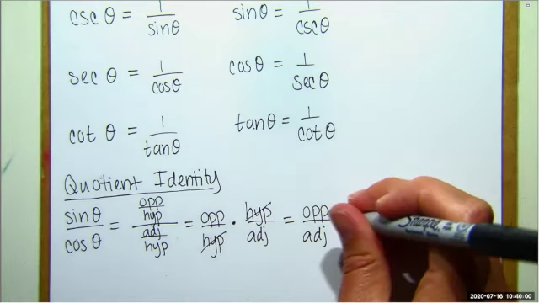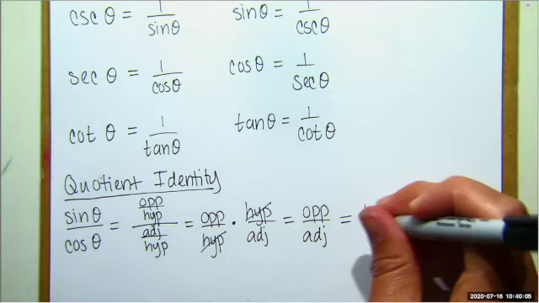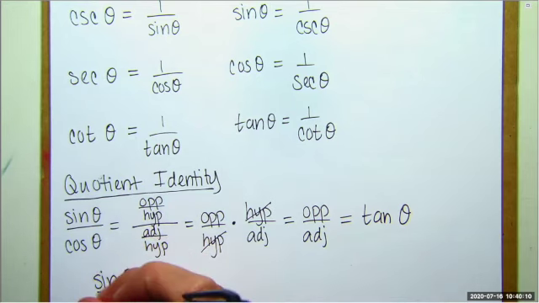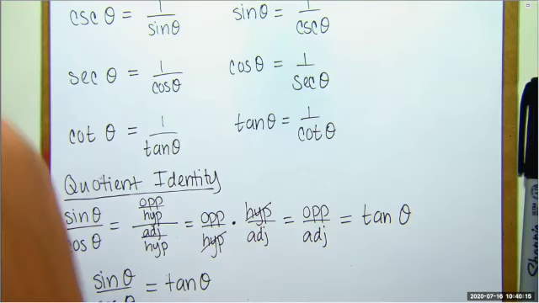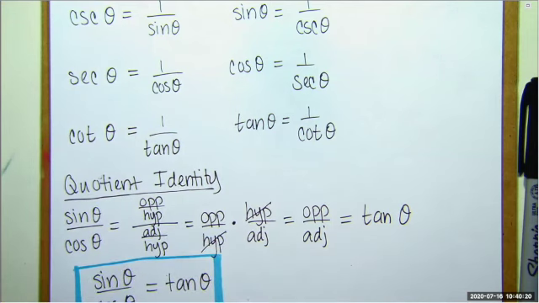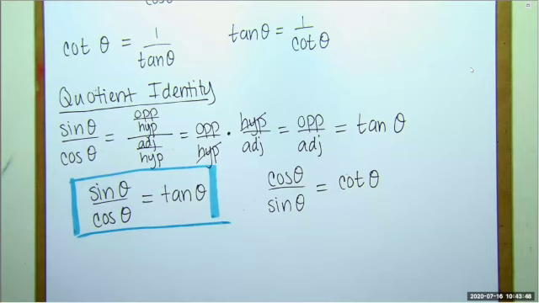All right, so what did we end up with? Opposite over adjacent is equal to what? Tangent. Okay, so what did we just figure out? We just figured out that sine of theta over cosine of theta is equal to tangent of theta. This is one of the most used trigonometric identities out of this entire semester. Okay, so this one's really important. This one is not on your formula sheet. You need to memorize this. Tangent is equal to sine over cosine. All right. So that was a quotient identity.